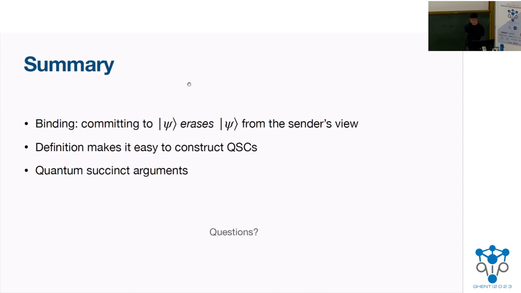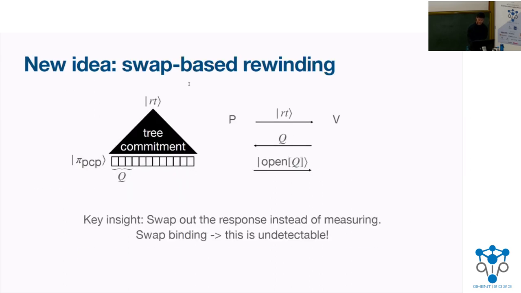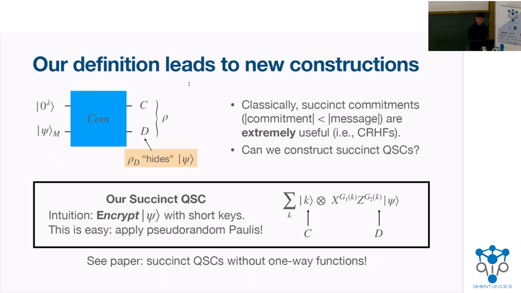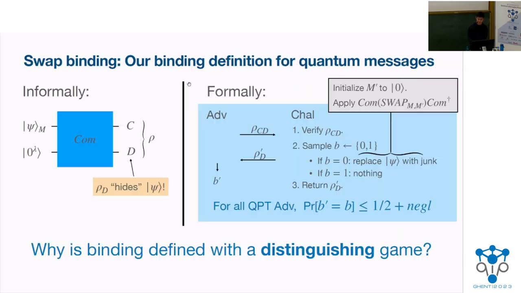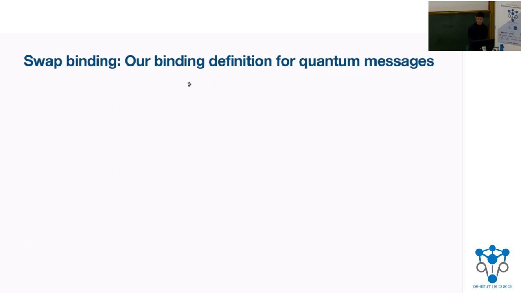Thanks for the nice talk. I'm a bit confused about your construction, because it just quantum one-time pads the committed state, but the quantum one-time pad is malleable, right? So it would appear to me that, in the intuitive sense, this should not be binding.